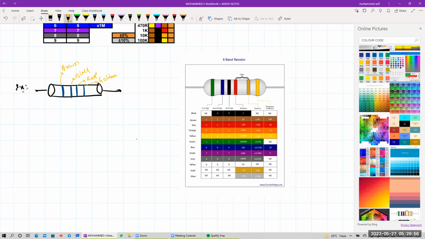Now this is brown. What will be the number given for brown? For brown, the first digit is 1. Black, where is the black? Black, second digit, 0. Red, where is red here? This one. Red, third digit, is what? 2. So this will be 2. Gold, what is the tolerance for gold?